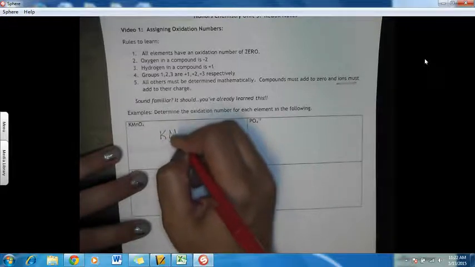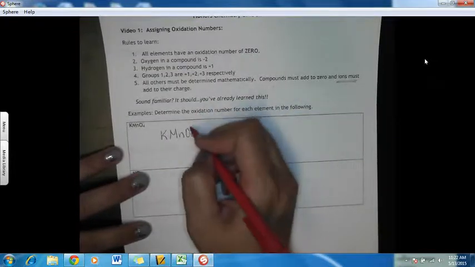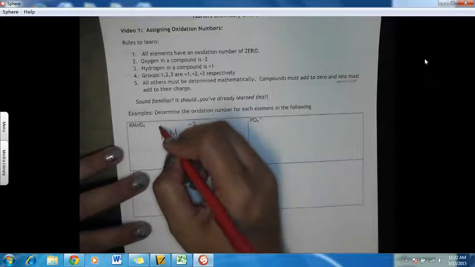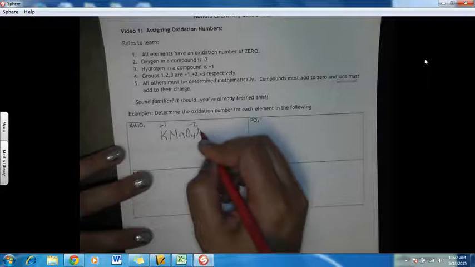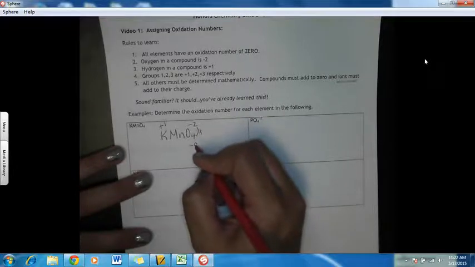So to determine the oxidation number for each of these elements, let's look at the first one. We have potassium permanganate, KMnO4. First of all, we have oxygen. Oxygen is always going to be a -2, and potassium is always going to be a +1. Now we have to figure out what the oxidation number of manganese is. Well, all these atoms have to add up to 0. Potassium's a +1, and all 4 of these oxygens, each one of them is a -2, so we multiply, and all together they're a -8.